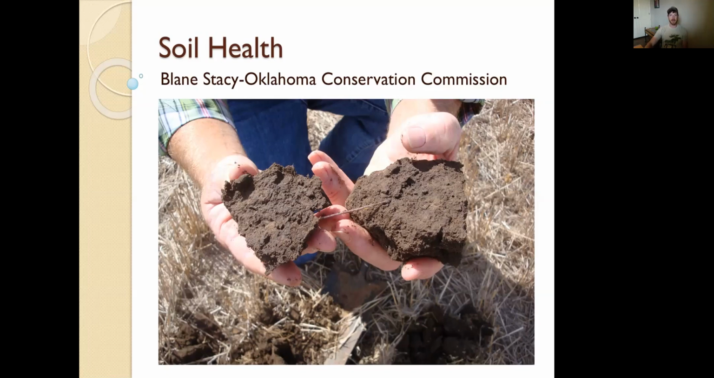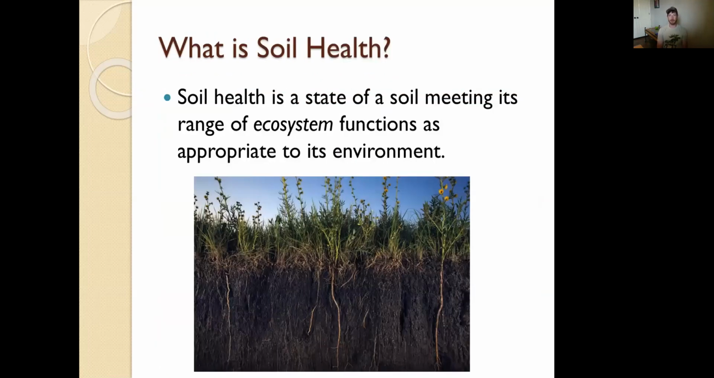The first question I'd like to ask everybody is, what is soil health? A lot of people have a lot of different answers, but Webster's Dictionary defines soil health as a state of the soil that meets its range of ecosystem functions as appropriate to its environment. That covers a spectrum from subtropical environments near the equator, lots of moisture, lots of sunlight. The same parameters that define soil health may be different according to ecoregion or ecotype, but the principles remain the same. It's that soil has that inherent ability to function the way the ecosystem allows it to.